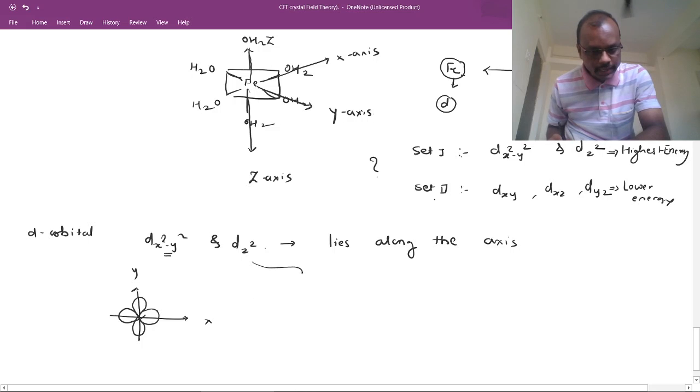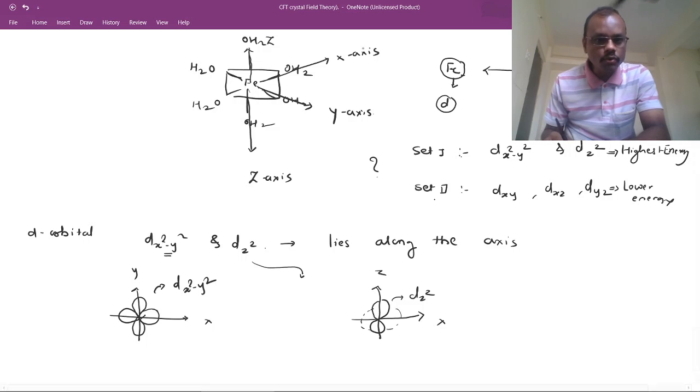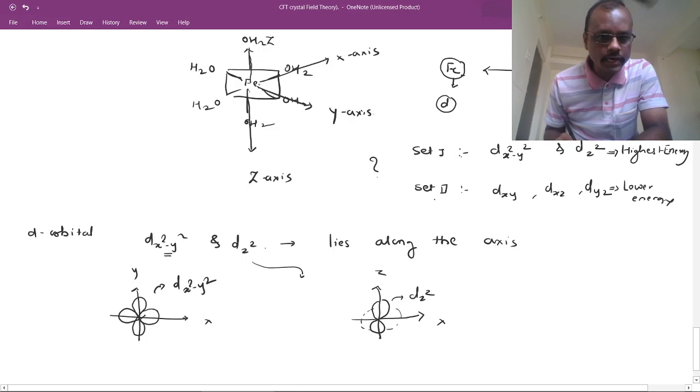If I have to show the diagram of dz square, this is my x and this is my z axis, so I'll show it like this. So this is my dz square, and this is my dx square minus y square. Now if I consider the octahedral complex, all the ligands are approaching along the axis.